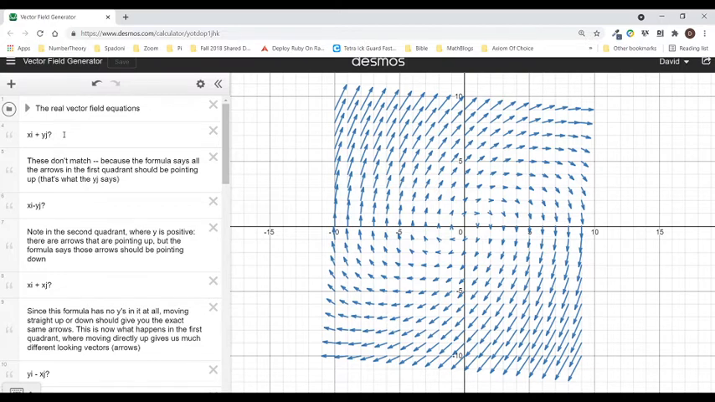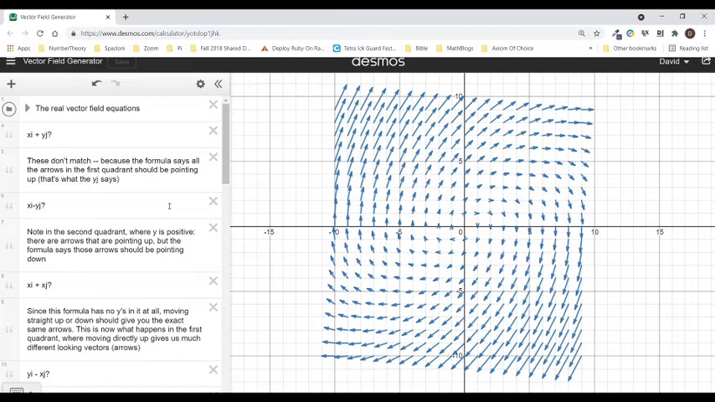If it's not true, we should be able to find some arrows where it doesn't work. For example, if I look at the formula xi plus yj, in the first quadrant, the y values are all positive, and the formula would then say the vectors that should be drawn should all have a positive j component. So all the vectors in the first quadrant should be pointing up, and that's not what happens way over by 10, so that's not right. What about xi minus yj?